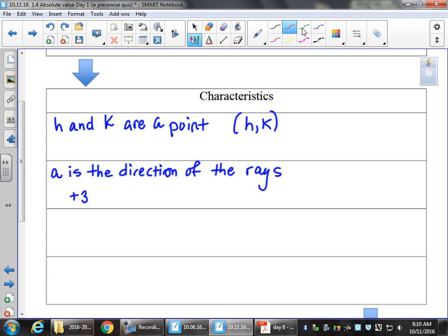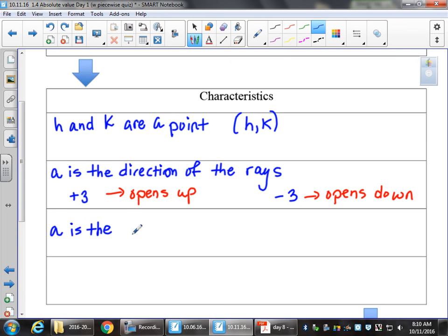Let's use the word opens. So you're saying because it's a +3, it opens how? That is correct. So if A was a -3, how would it open? Yeah. Very good. That is true. What else can we say? Very good. A is the slope. There were some other good observations about that. Does anybody want to share what they noticed?